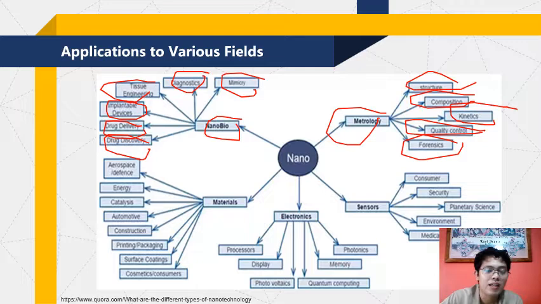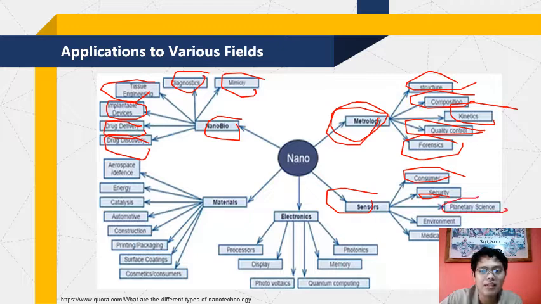Like, for example, satellite imagery is very important in predicting weather patterns. So we always utilize satellites in outer space in order to monitor the weather patterns on our planet, and these satellites are heavily made up of nanomaterials. Also sensors, for consumers, security, planetary science, even the environment, and even the medical field. So that's how nanomaterials are very applicable to these fields.